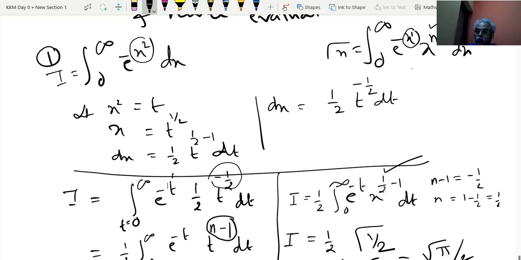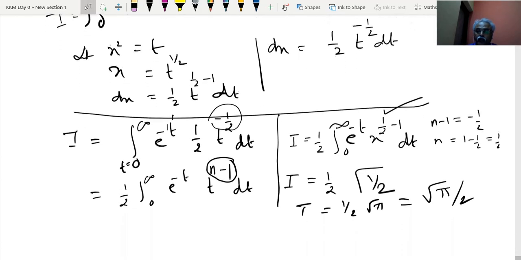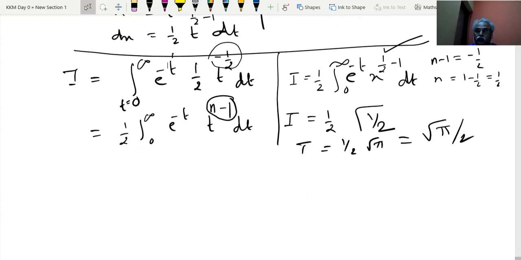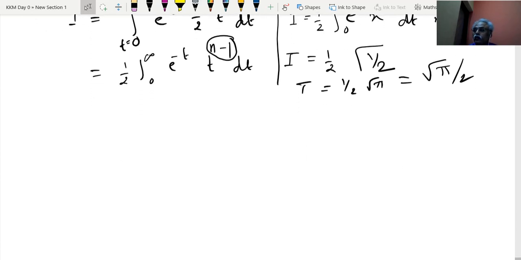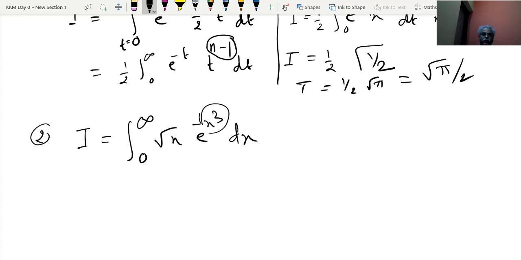So very similarly, I am writing one more question. Before I write, I expect you to anticipate the substitution. So next example, waiting for you. Suppose I write example 2: expressing in terms of gamma function, integral 0 to infinity. If it is not 0 to infinity, then we have to think of something different. e raised to minus x cube dx. So first your eyes should go here and see that this should become some t.